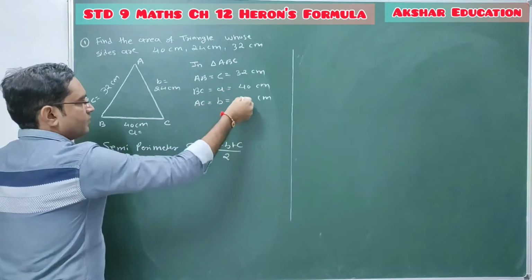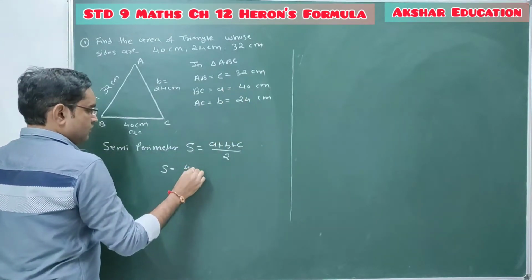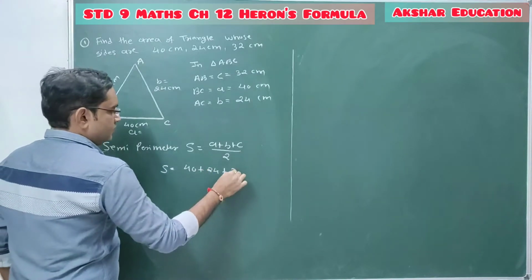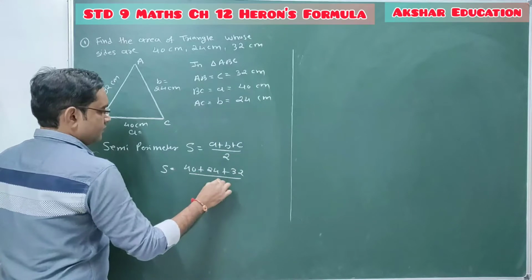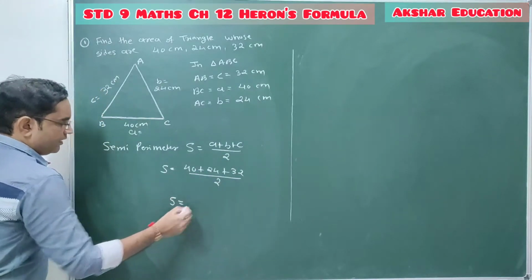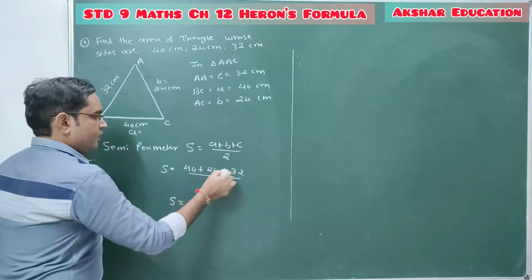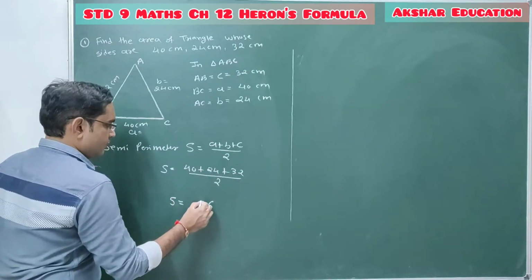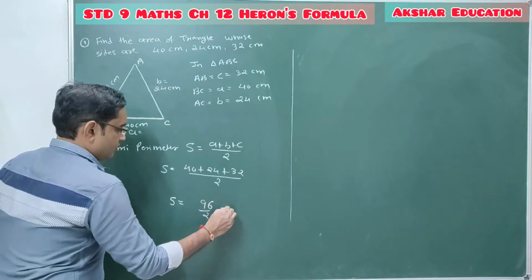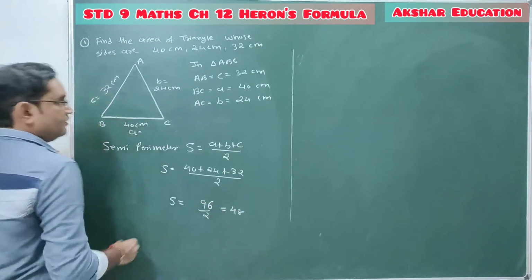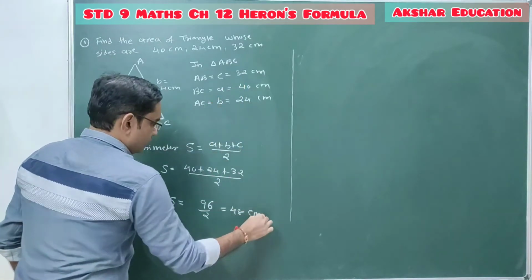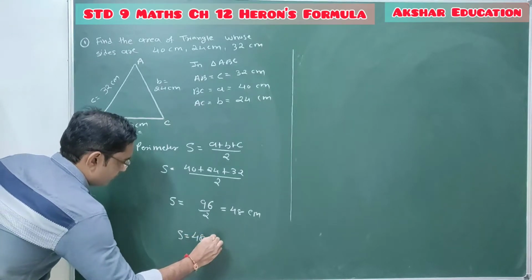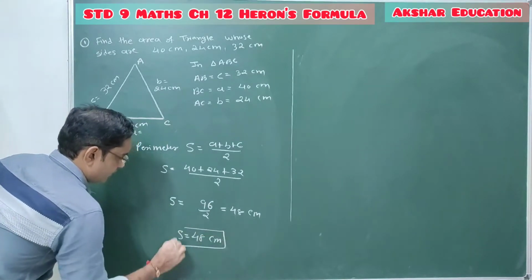So these are the values of a plus b plus c. a equal to 40 plus b 24 plus c 32, divided by 2. So the semi-perimeter s equals the sum 40 plus 24 plus 32: 4 plus 2 is 6, plus 3 is 9, so 96 by 2. So this is equal to 48. Sides are given in centimeter, so the semi-perimeter will also be in centimeter. So the semi-perimeter is 48 centimeter.